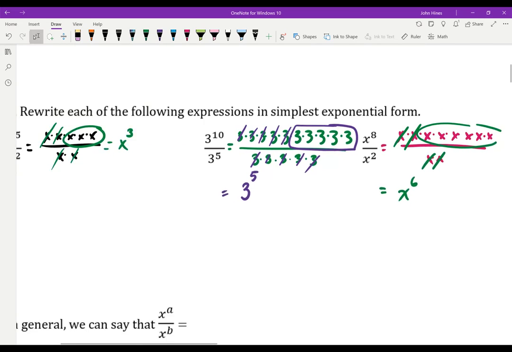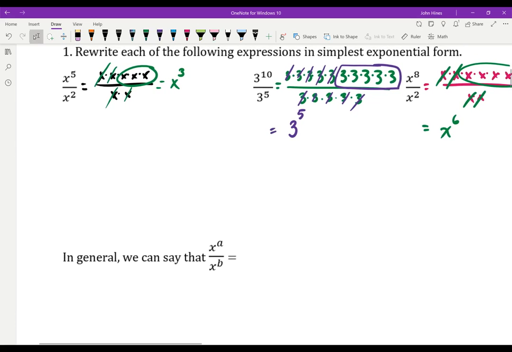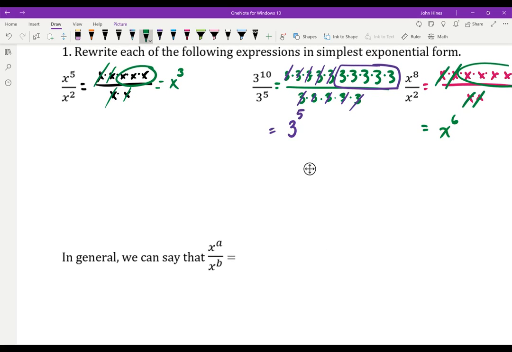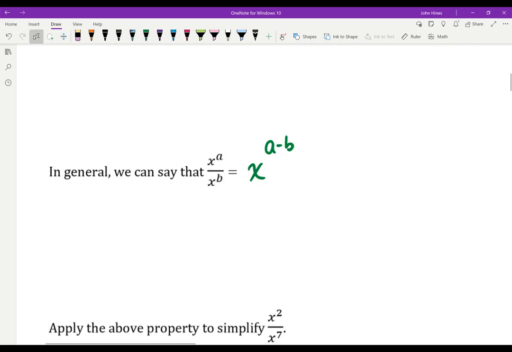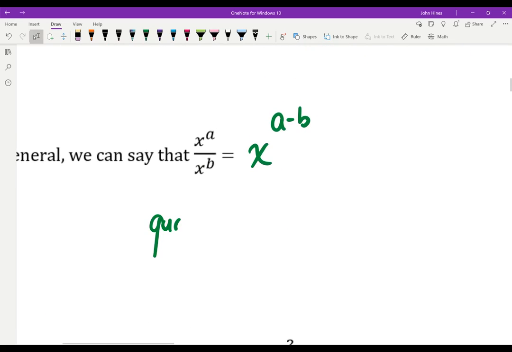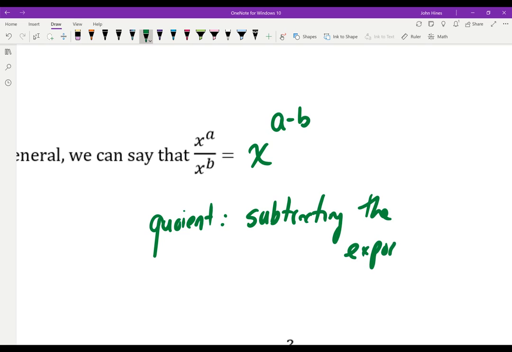So looking at this, how can I generalize this property? If I have a quotient, if I'm dividing, how could I quickly simplify this expression? Hopefully, you said you end up subtracting the exponents. 5 minus 2 is 3. 10 minus 5 is 5. 8 minus 2 is 6. So it's x to the a minus b. So when I'm finding a quotient, we end up subtracting the exponents. To divide, we actually subtract the exponents to make it one term.